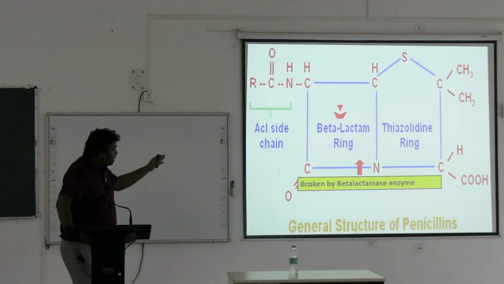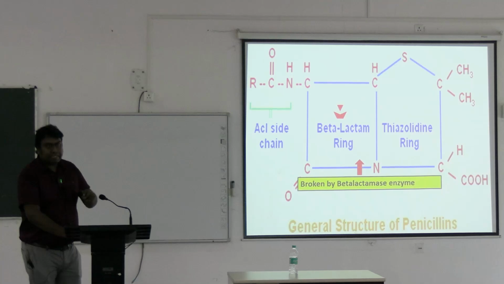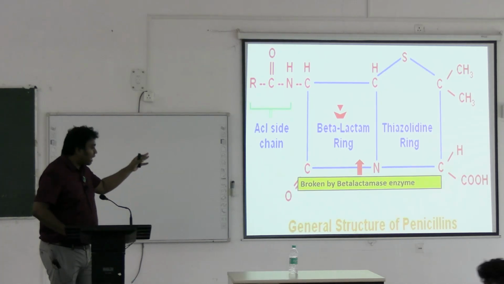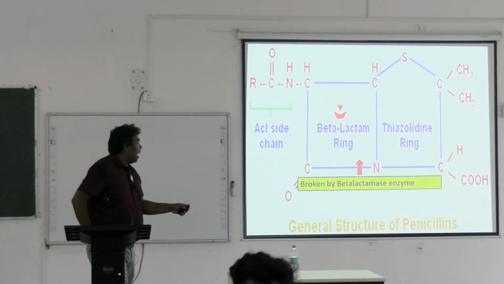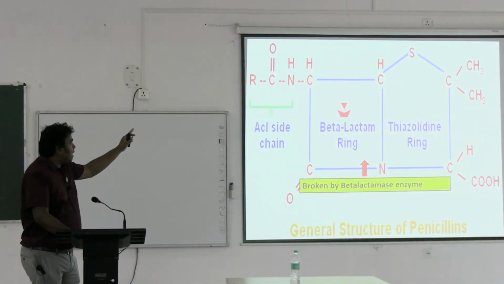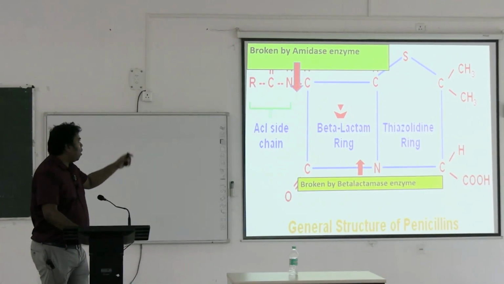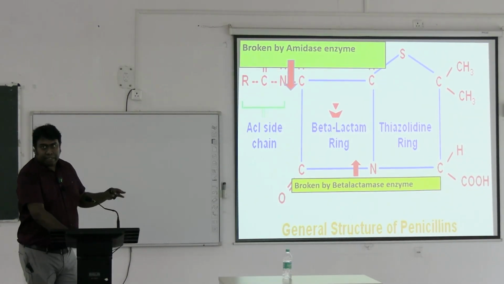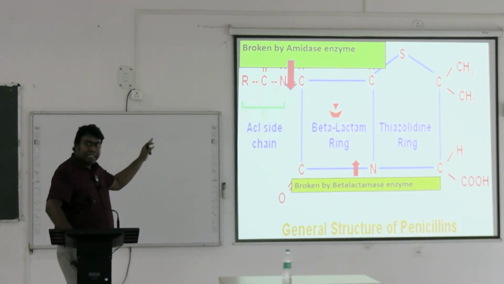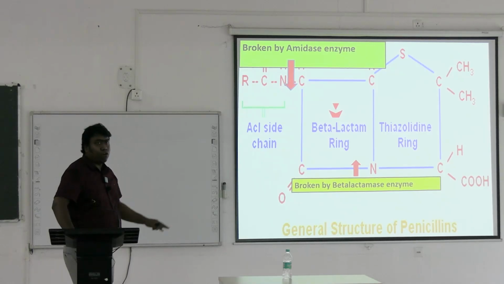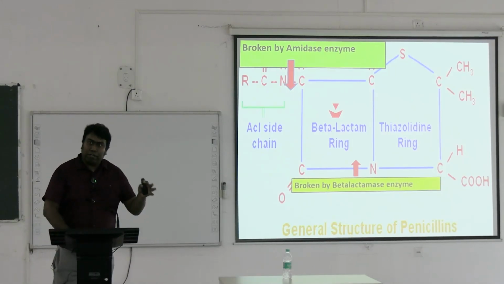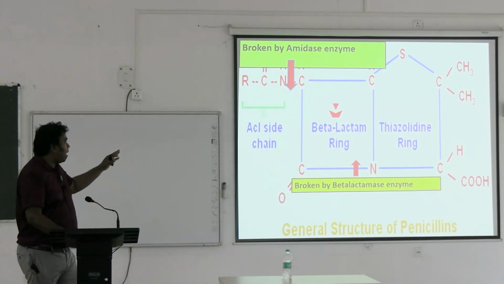So, this carbon and nitrogen bond is broken by the beta lactamase enzyme. They break that carbon nitrogen bond of the beta lactam ring. And the nitrogen and carbon bond of the side chain is broken by the amidase. There is an amidase enzyme that can break that NC bond, whereas the NC bond of the beta lactam ring is broken down by beta lactamase. Both are carbon nitrogen bonds, but they have different effects.